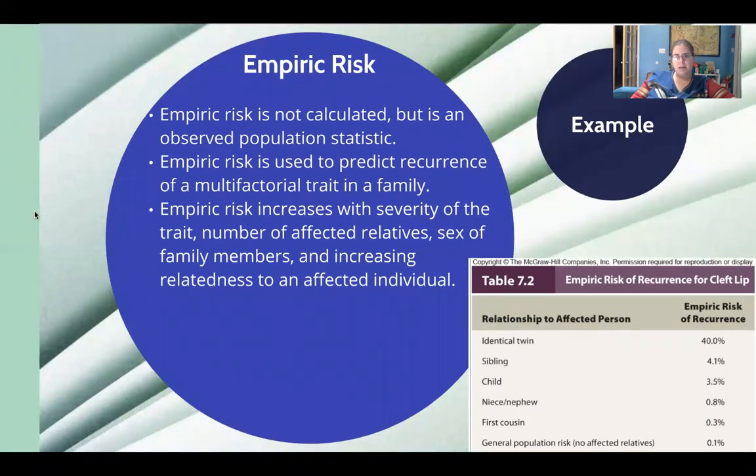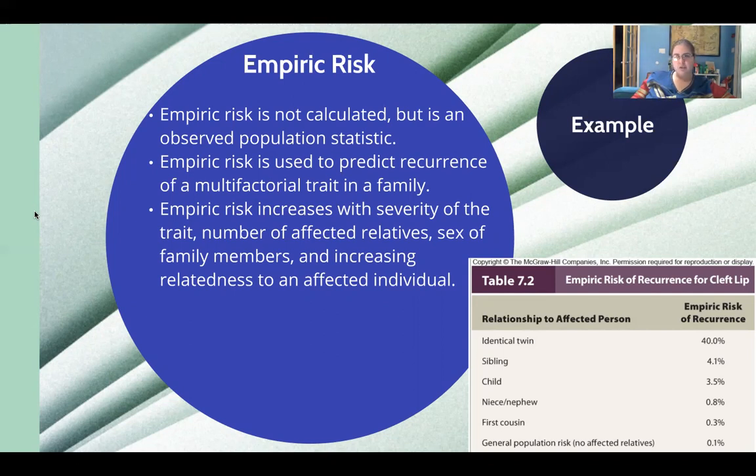So the first thing we're going to talk about is something called empiric risk. Now, first thing to know is that empiric risk is not a calculated value. It is written as a percentage, but it's based more on the observed population statistic. So it's looking at the percent of recurrence, meaning essentially the likelihood of someone having a particular disorder or trait based on different degrees of relatedness. So empiric risk is used to predict recurrence of a multifactorial trait in a family.